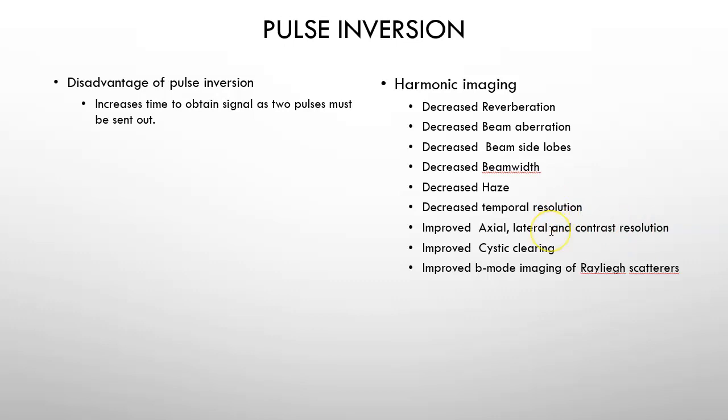And with that also, it doesn't say here, but we also get improved elevational resolution because the beam is going to be narrower in the elevational line too. We get improved cystic clearing. And you get improved B-mode imaging of Rayleigh scatterers. So those are all good things.